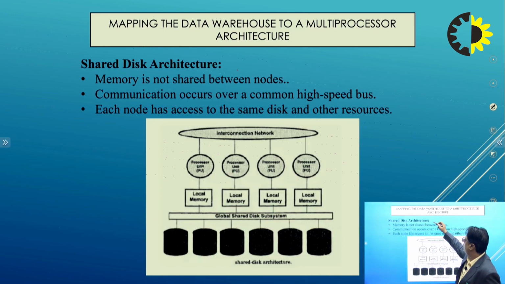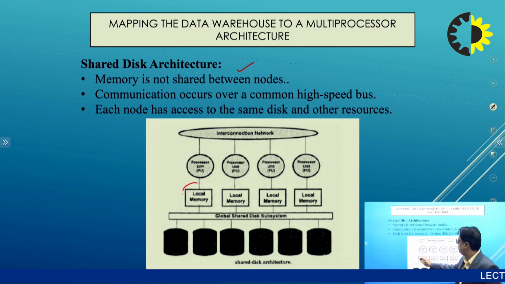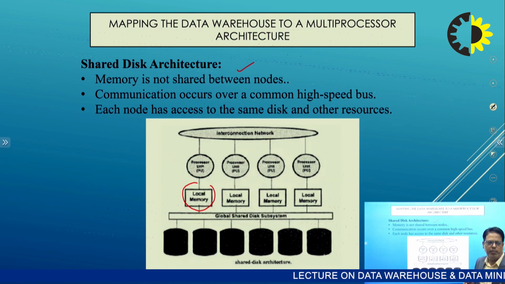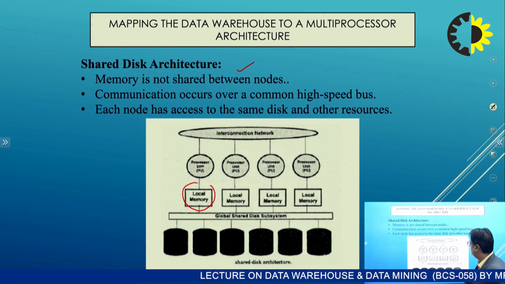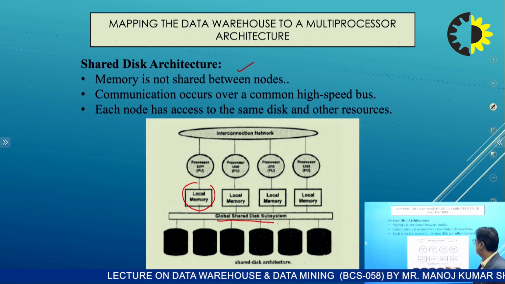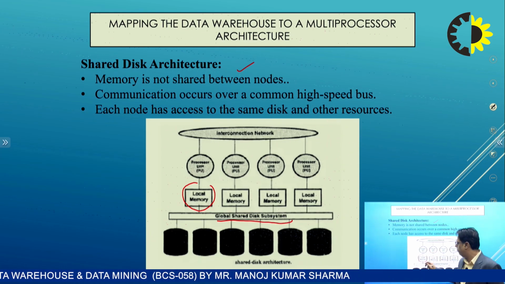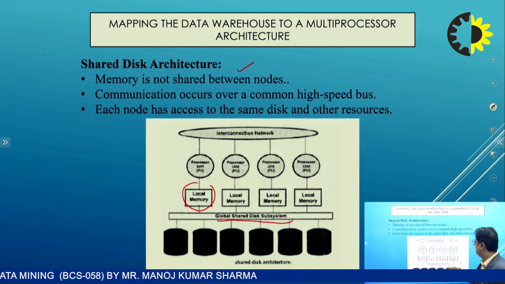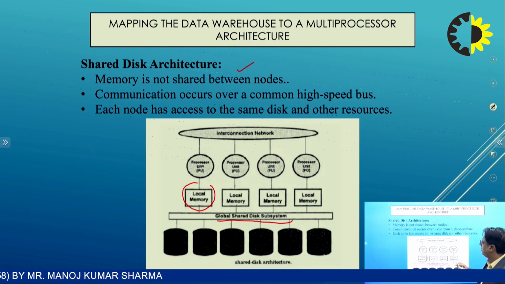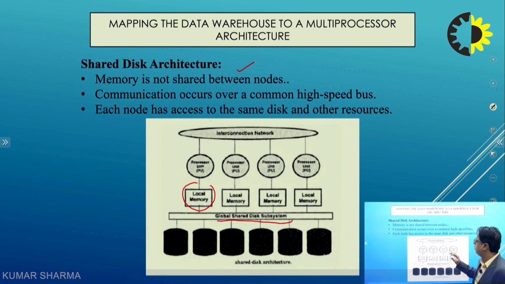Second is shared disk architecture. Meaning there is no memory in shareable mode, only the disk is shared. These are the disks shared by the common global shared disk subsystem, and each and every processor has its individual local memory and is connected with the shared disk subsystem. Basically, it is the architecture of shared disk systems used in multiprocessor architectures.